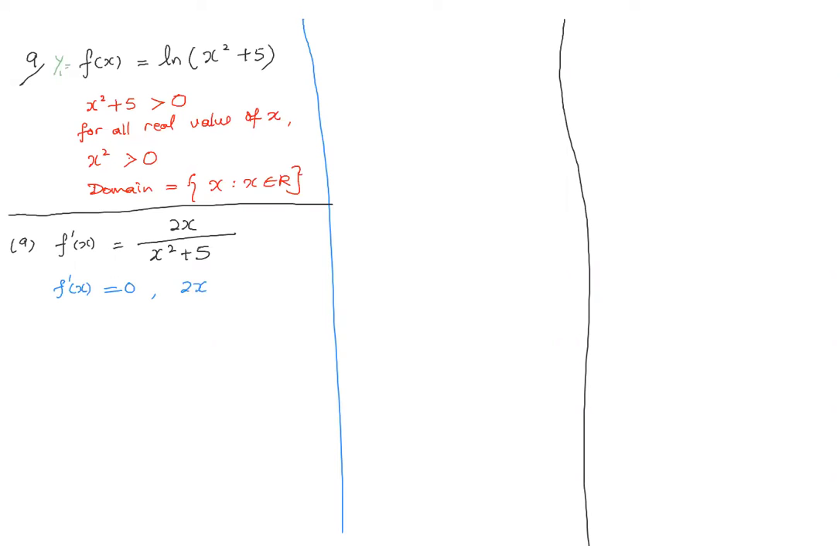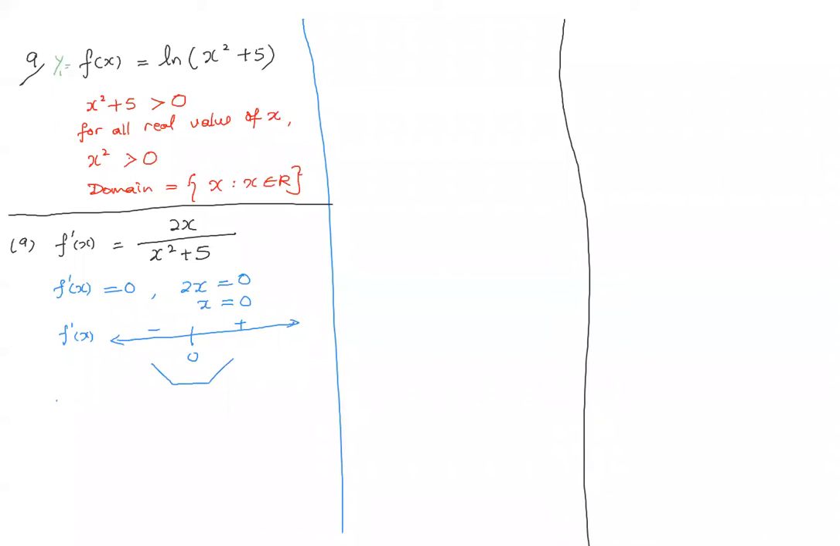The top must be 0, so X is 0. So this is the stationary point. I want to say the nature of the stationary point for f(x), so I have to draw the f prime x sign diagram. Here is your 0. If x is more than 0, then it's positive. If x is less than 0, it will be negative, because if up is negative, down there is definitely positive because it's x squared plus 5. So this one will be down.